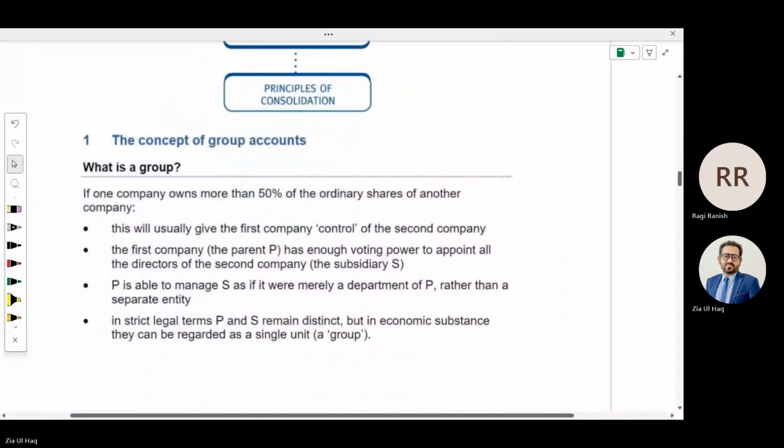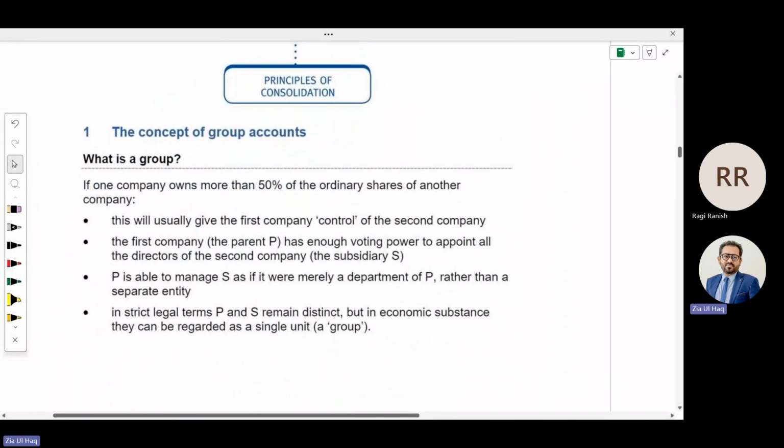What is a group? If one company owns more than 50% of the ordinary shares of another company, that will be called a group. In the case of a group company, we need to prepare consolidated financial statements. Who needs to prepare them? The parent company.